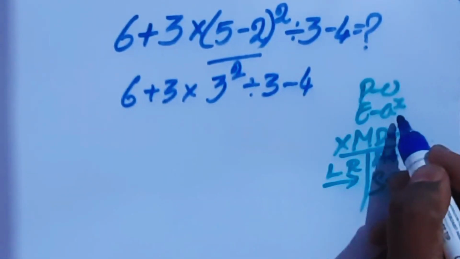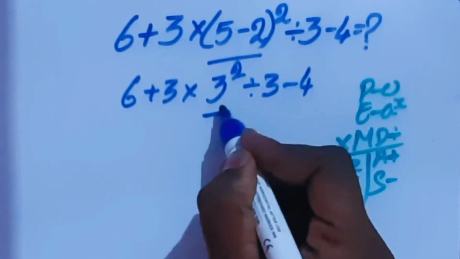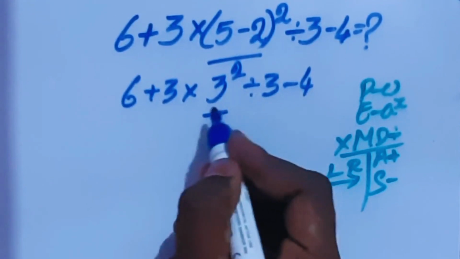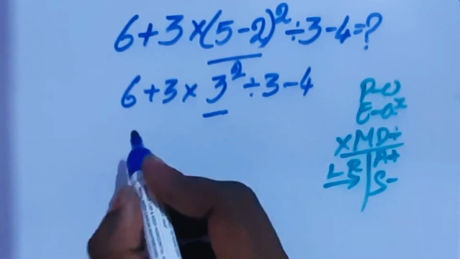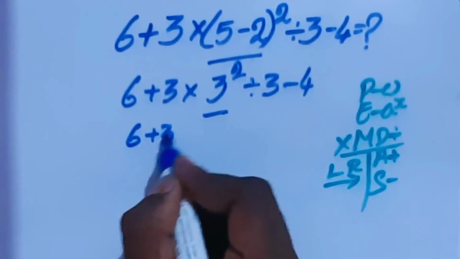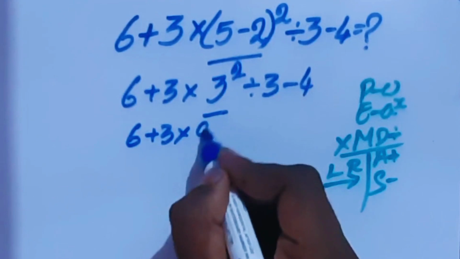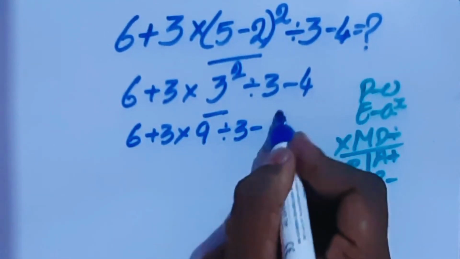Here the next priority is exponent. We have the exponent here, 3 to the power of 2. So we have to do this 3 to the power of 2 before any other operation. So 6 plus 3 times 3 to the power of 2 is 9, divided by 3 minus 4.